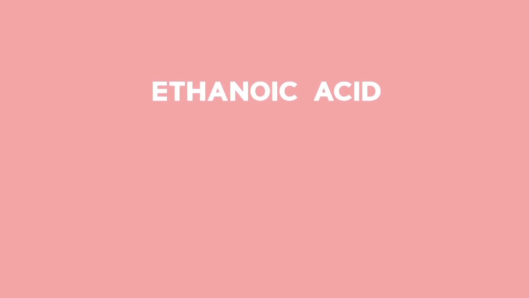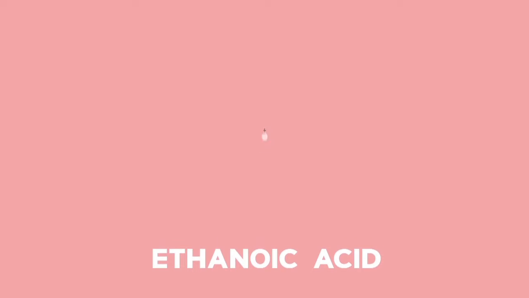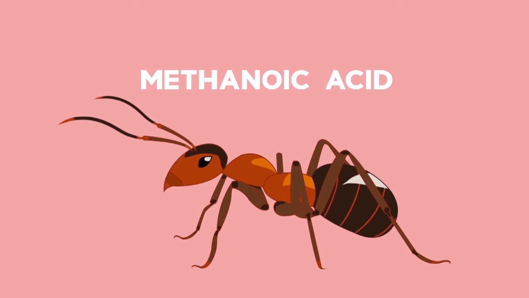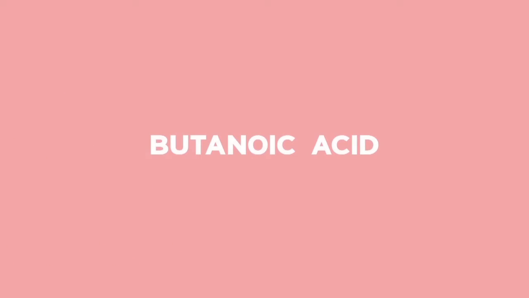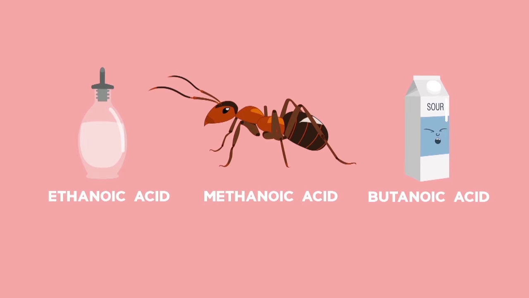Let's look at another example: ethanoic acid, methanoic acid, and butanoic acid. These are all types of organic acids. Ethanoic acid is vinegar, and methanoic acid is an acid produced by a type of ant. Butanoic acid is the acid that is produced in sour milk or yogurt. And just like the previous example, they all sound similar.